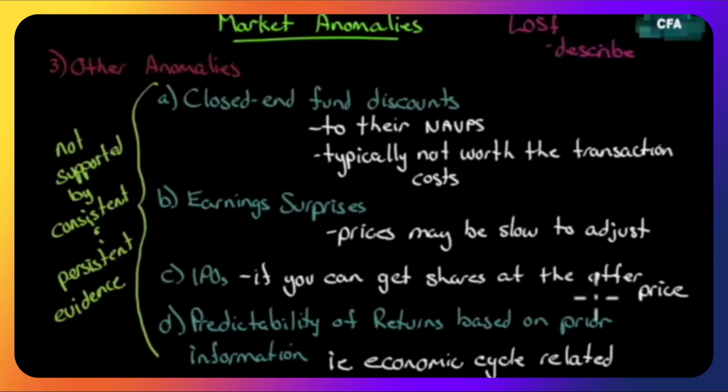IPOs: if you can get shares at the offer price, then there is some possibility of abnormal returns. At least that's what the anomaly is. And the predictability of returns based on prior information. This is really economic cycle related, that when interest rates are at this level, these stocks tend to outperform, and when economic data is like this, or with this part of the business cycle, you want to be in these sectors, they tend to outperform versus these other sectors, on a risk-adjusted basis, that is.